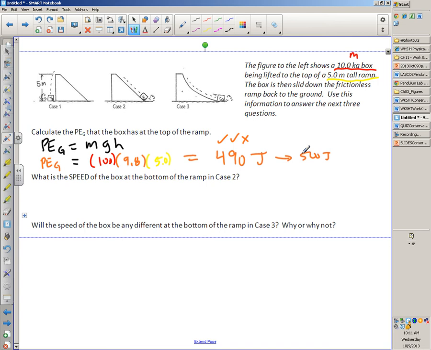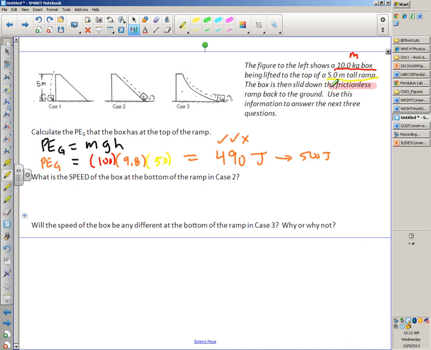Question number 2. What is the speed of the box at the bottom of the ramp in case number 2? Okay. There was an important piece of information that they told us about this ramp in the information of the problem. And what did they tell us about this ramp, Omar? It's frictionless, right? It is a frictionless ramp. Meaning, Omar, what is the only force that's pulling that box down the ramp? Gravity. And what do we know about gravity? That's acceleration. What kind of a force is gravity, Omar? Do you remember?